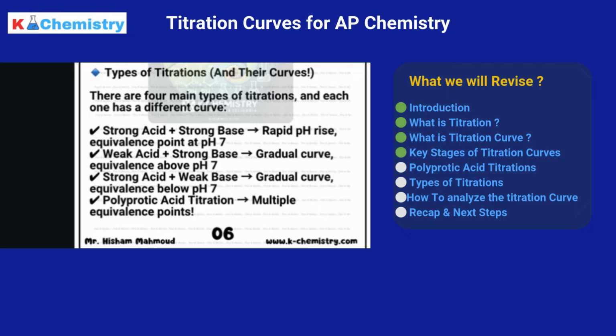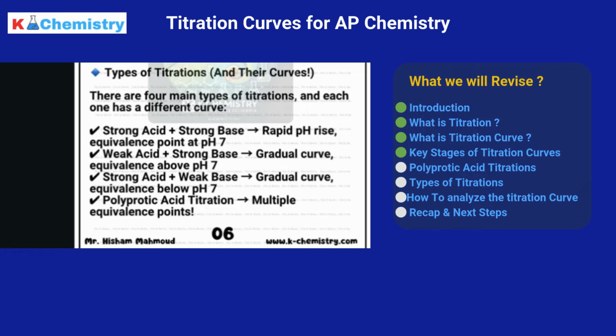This will be the first type of the titration curves. There will be a rapid pH rise here. Equivalence point at pH equal to 7. If you remember, we said a neutral salt is formed, so pH is equal to 7. The second type is where I will have a weak acid reacting with a stronger base. The best characteristic is that there will be a gradual curve, and this equivalence point is above pH 7, because the strong base makes it a basic salt, if you remember.